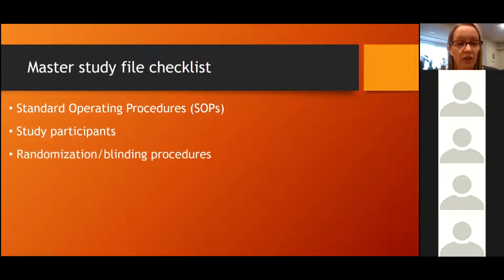If you're doing anything that involves randomization or blinding procedures, you want to keep those codes separately and secure, especially if part of your research team is blinded as part of the process. You really want to ensure that those folks have restricted access to these codes.